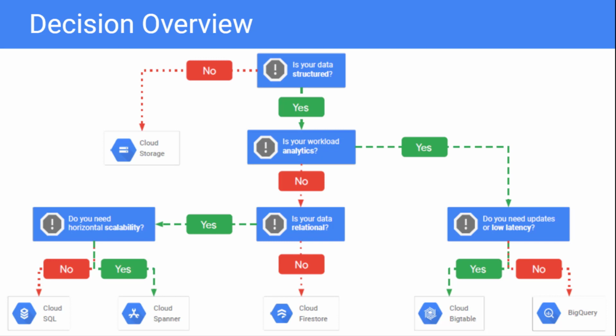Otherwise, check whether your data is relational. If it is not relational, choose Cloud Filestore. If it is relational, you will want to choose Cloud SQL or Cloud Spanner, depending on horizontal scalability.